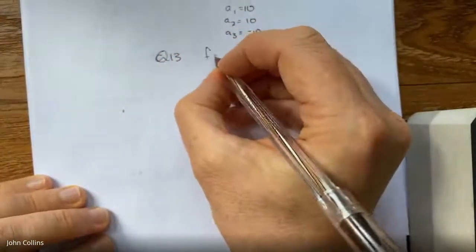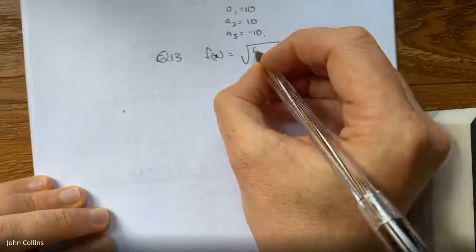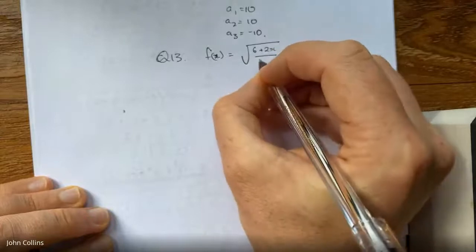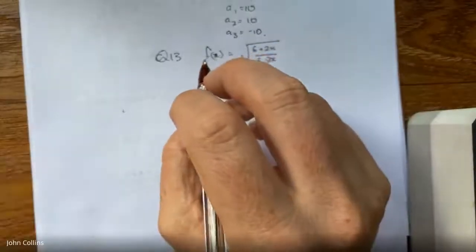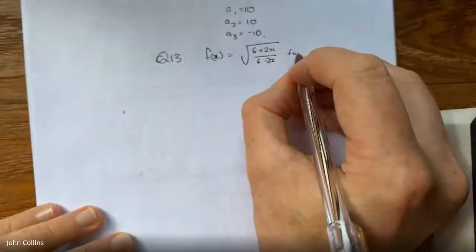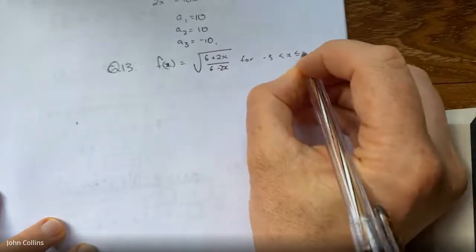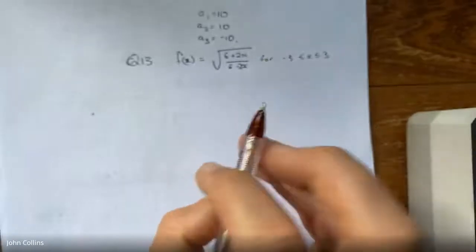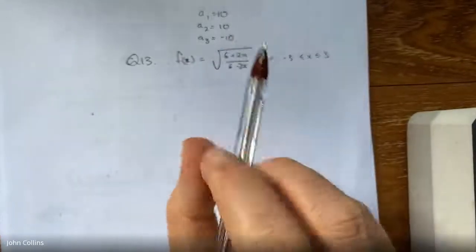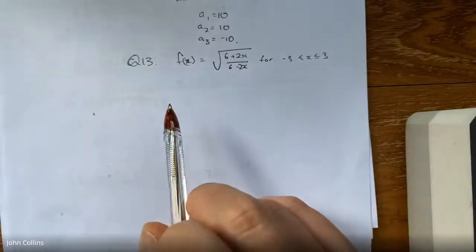So we got a function here, and it's the square root of 6 plus 2x over 6 minus 2x, for minus 3 up to x and to 3. Okay. Find the inverse function of f, state it, and then state its domain and range. Okay. So inverse.